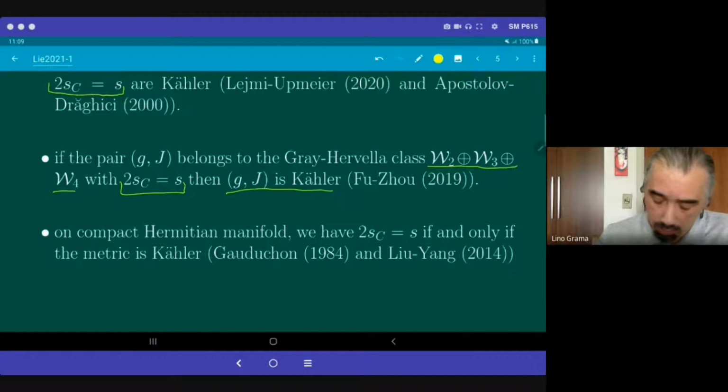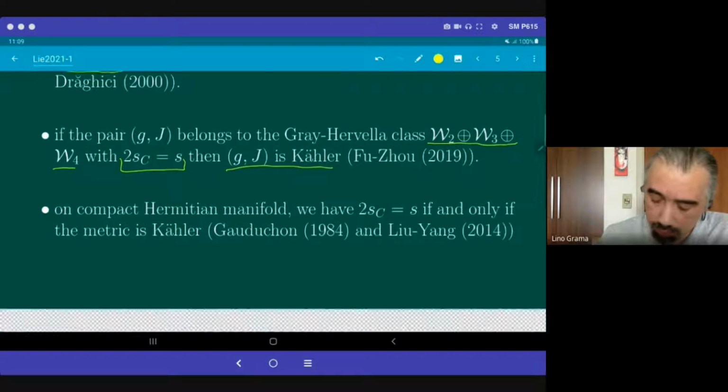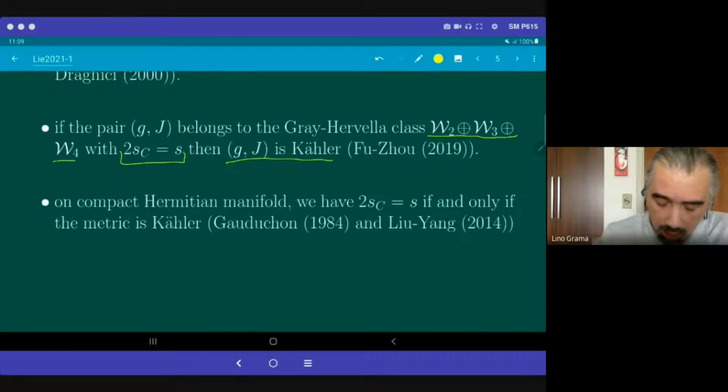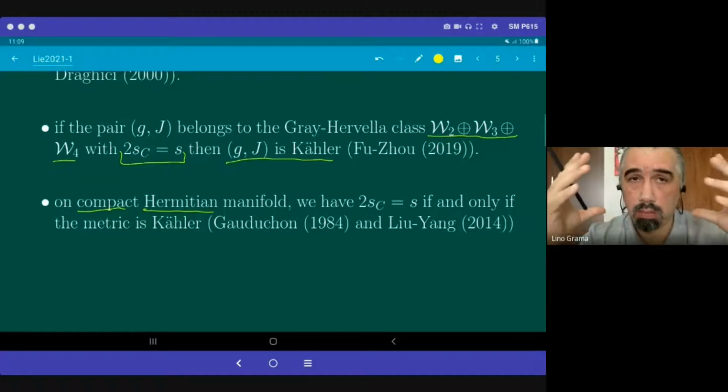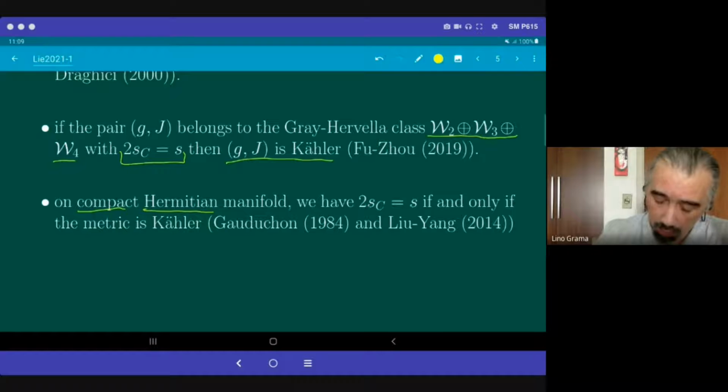And this is also a very recent result. If you have a compact Hermitian manifold, this is important, in this case the complex structure is integrable. Okay? And the metric satisfies this equation if and only if the metric is scalar.